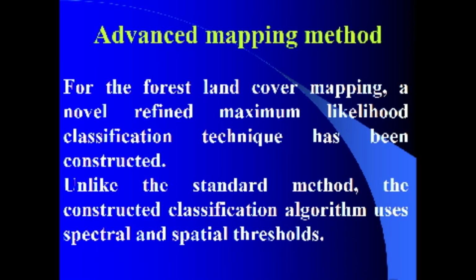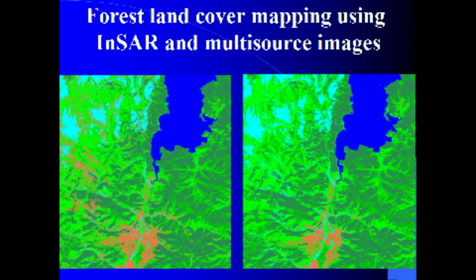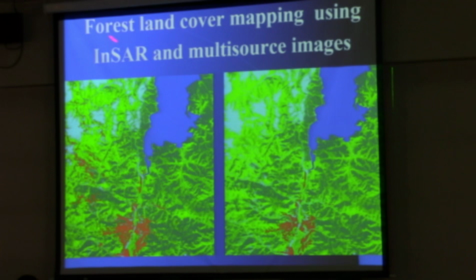And as an advanced mapping method, we have constructed a refined maximum likelihood classification technique, and unlike the standard method, this constructed algorithm uses spatial and spectral thresholds of the available land cover classes. Here you can see the results of the forest cover mapping using InSAR and multi-source images. By multi-source images, we mean the combined application of ALOS PALSAR products and Landsat visible and near-infrared bands.